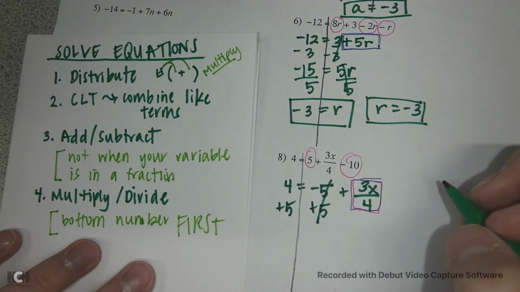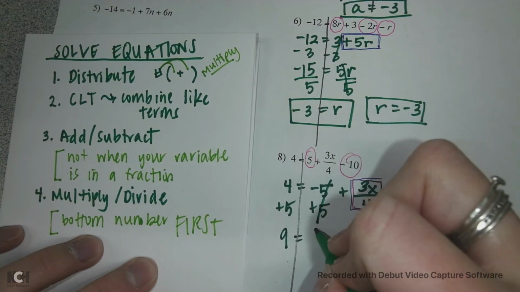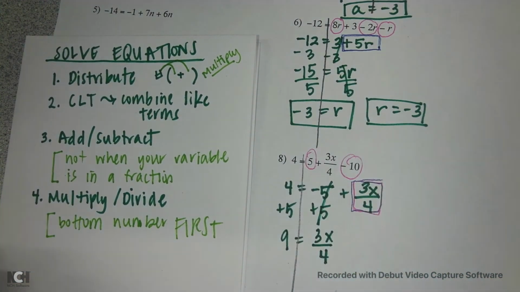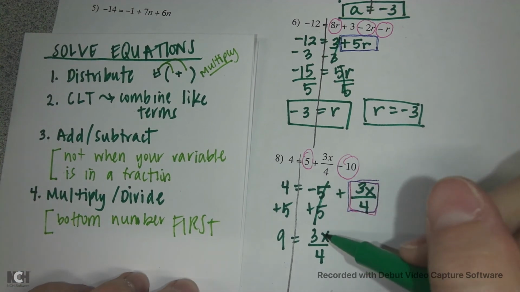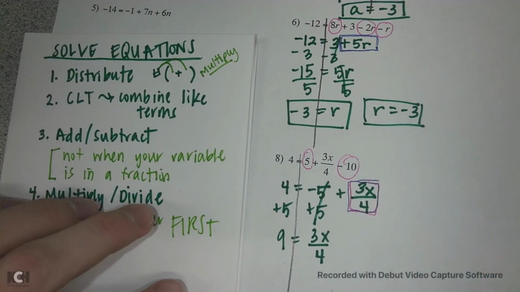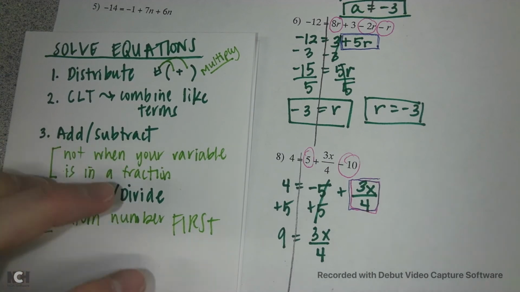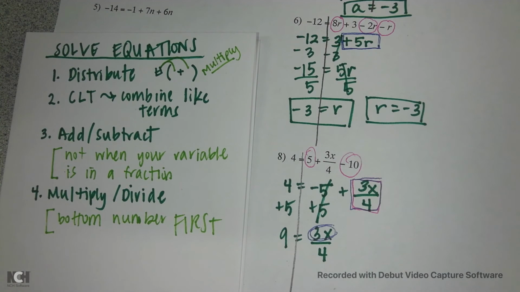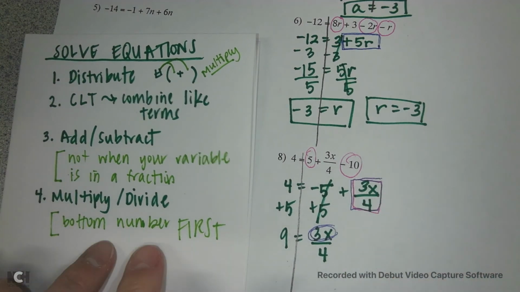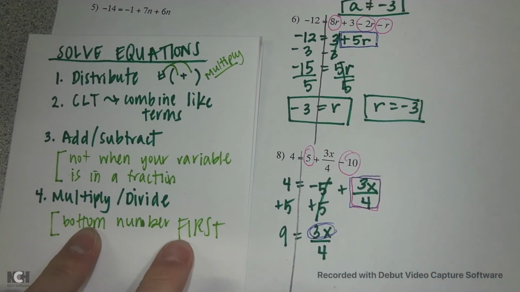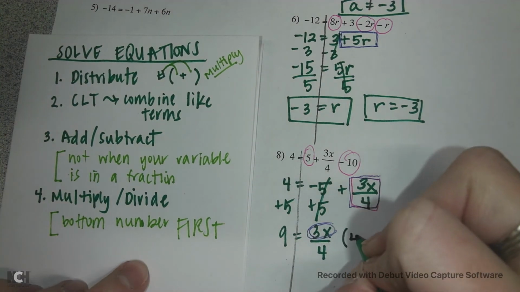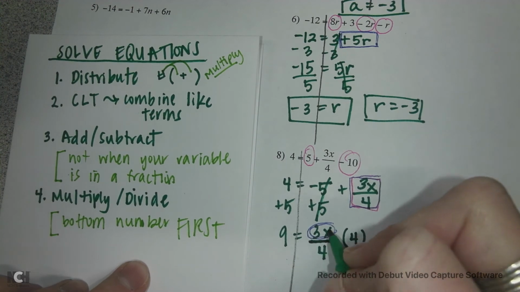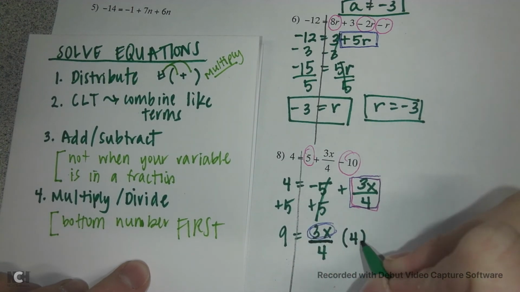Okay, and then 4 and 5 make a total of 9, and then we have 3x over 4 on the right. Okay, so then we need to get our x by itself. When you have a fraction like this, you want to save the top part of your fraction, your numerator, until the very end. We're going to get rid of the number underneath. Multiply by your bottom number first. So we're going to multiply each side by 4 because my x is getting divided by 4. That's what the fraction line means, divide. So we're going to do the opposite, so we'll multiply.